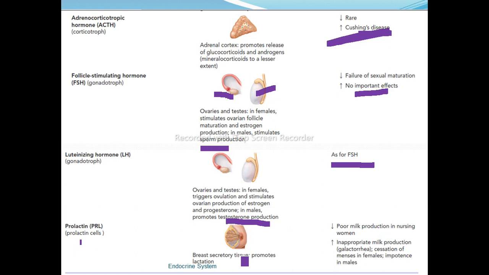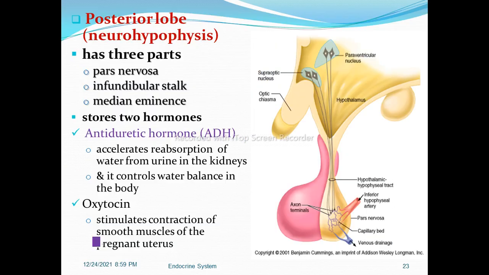If the amount of prolactin increases, it leads to inappropriate milk production, galactorrhea, cessation of menses in females, and impotence in males. Impotence means decreased sexual activity or energy for sex. Galactorrhea means excessive milk production in the female. So this is its activity, and this is all about the anterior pituitary gland.